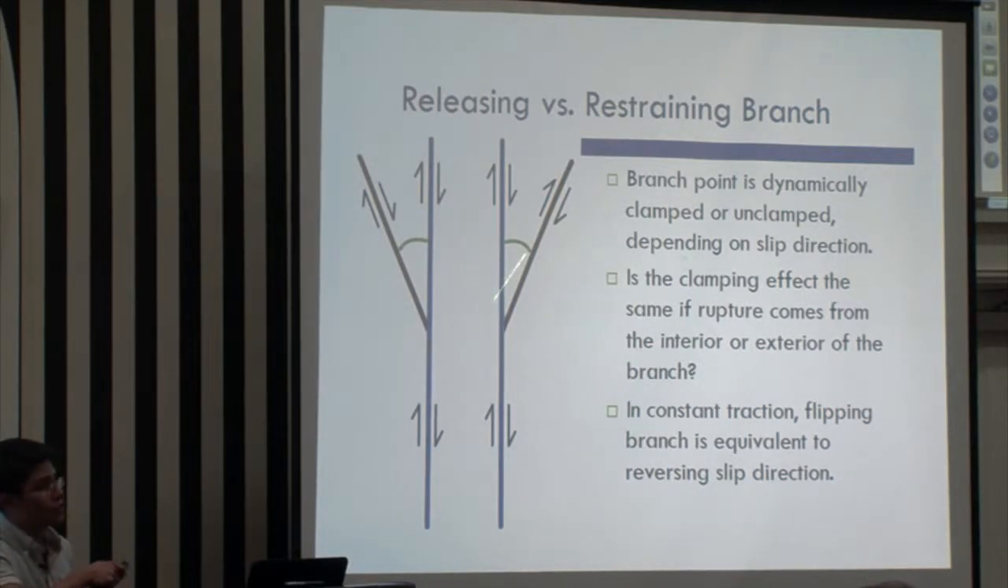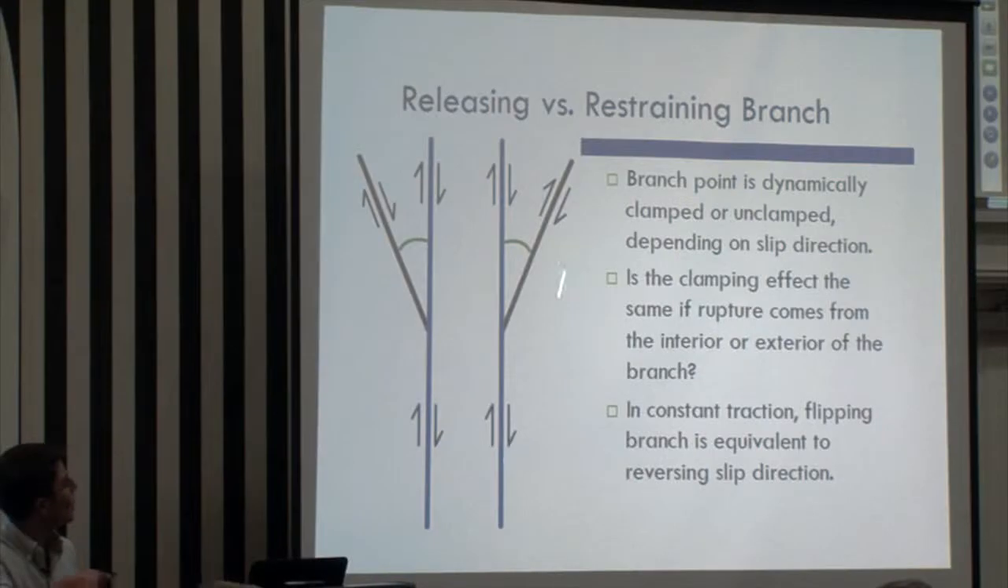And certainly if you're coming from the branch, it just changes what we think of as restraining or releasing, even though you would still call this overall a releasing branch. And so both what is the effect of that clamping or unclamping, and how does it change depending on where you're coming from.